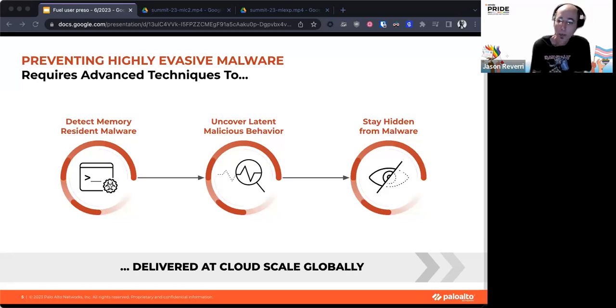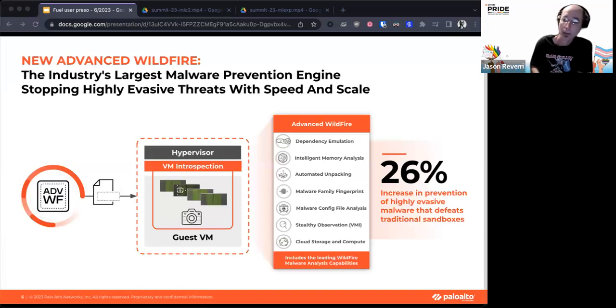Finally, we need to be able to do these 2 things without being detected by the malware. So in other words, we need to have some sort of stealthy observation technique so malware is able to fully execute and we can analyze its behavior. And that's where advanced Wildfire comes in. It's the industry's largest malware analysis engine, and it's capable of preventing the most evasive threats with unmatched speed and scale. We have a completely new infrastructure where we're able to do hookless inspections of malware behavior in memory and get an in-depth understanding of the malware's DNA, ranging from its intent, the target, evasion techniques, dependencies, etc.